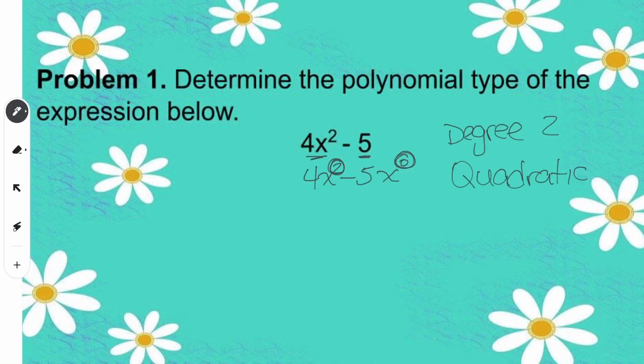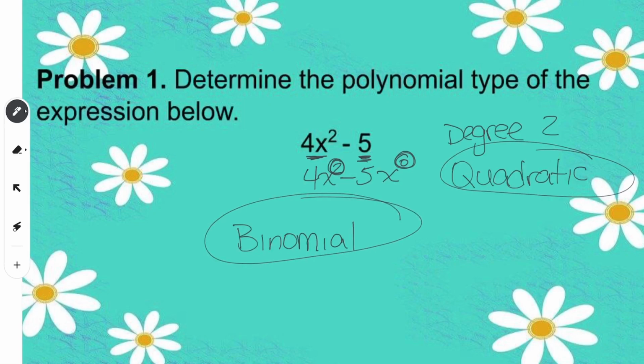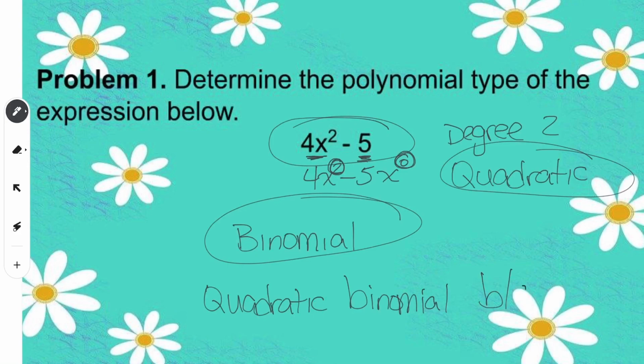Now going back to yesterday's vocabulary, since I have 2 different terms, that means it is a binomial. Because remember, bi means 2. So since it's a quadratic and it is a binomial, this polynomial is known as a quadratic binomial because it has a degree of 2 and 2 terms.